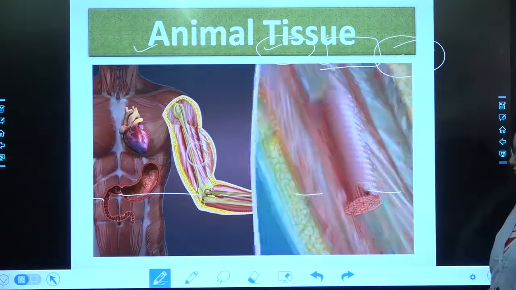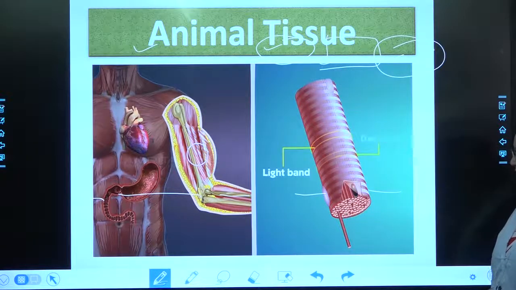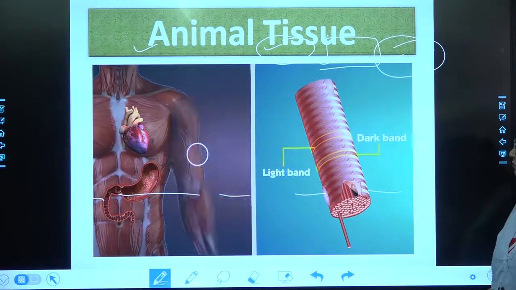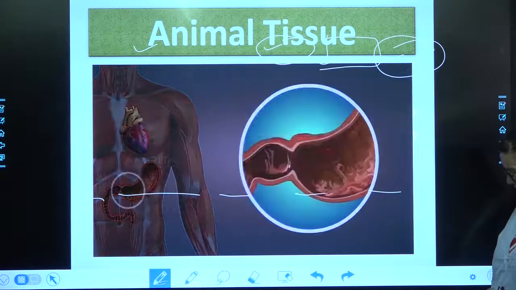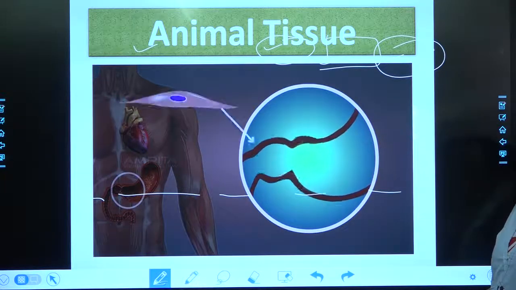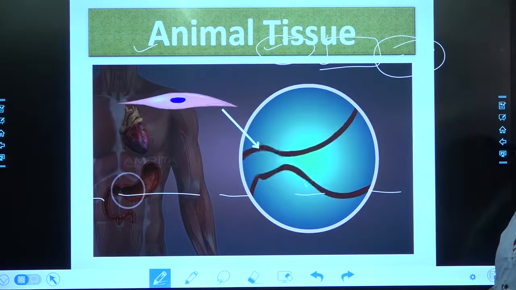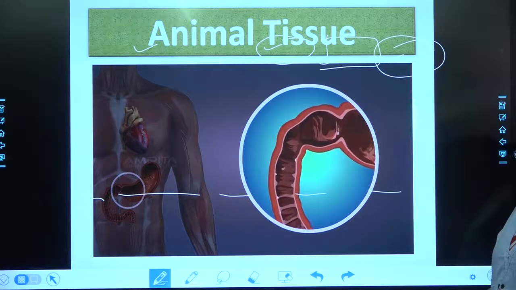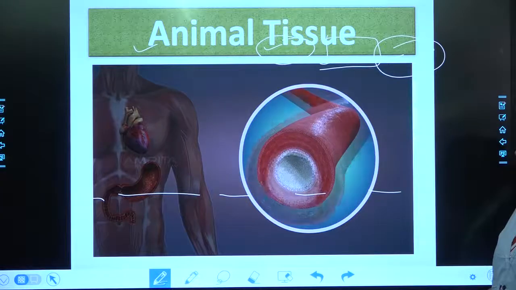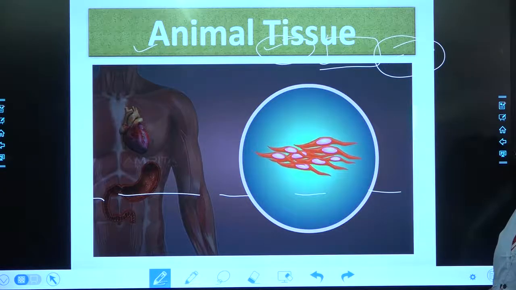It is made of long fibers with alternate light and dark bands or striations, so skeletal muscles are also called striated muscles. Smooth muscle cells provide involuntary movements such as the contraction of walls. They line the walls of the hollow structures of the body. Smooth muscle cells are found in the intestines and blood vessels. They are spindle-shaped, flat, pointed at both the ends and broad at the middle.